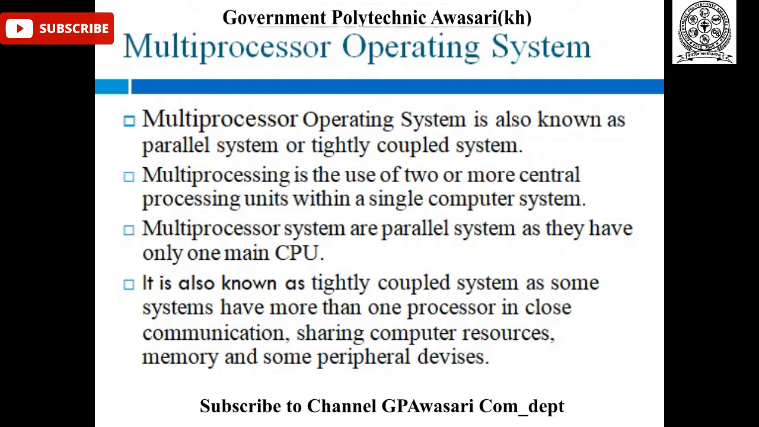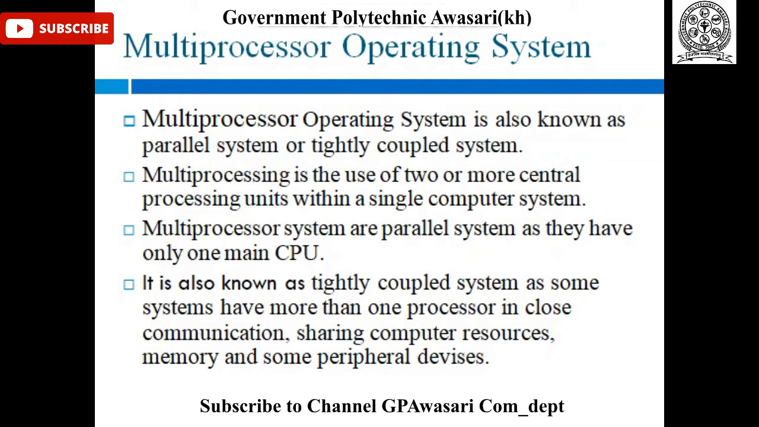Multiprocessor systems are parallel as they have only one main CPU. As we have already seen, multiprocessor operating system is also known as a parallel system. Why? Because this system has only one main CPU.